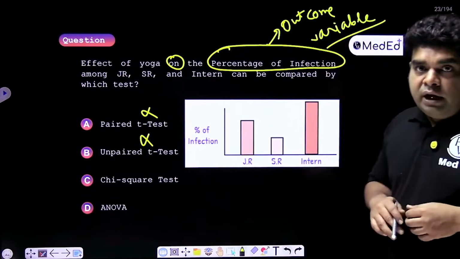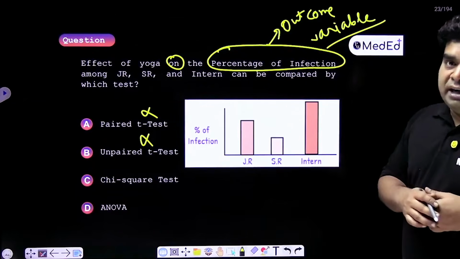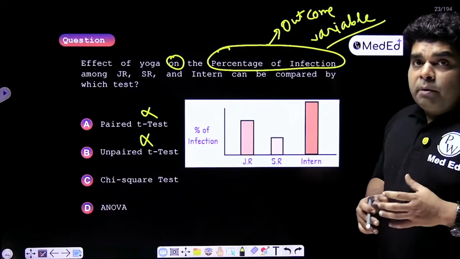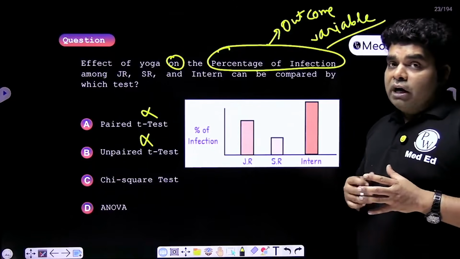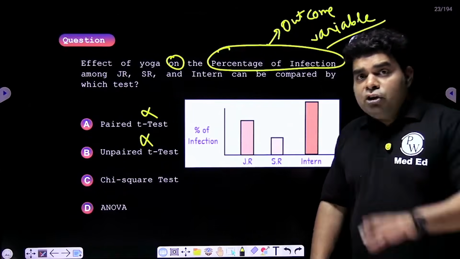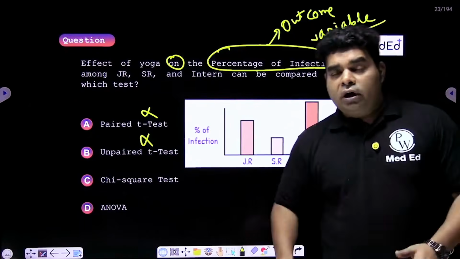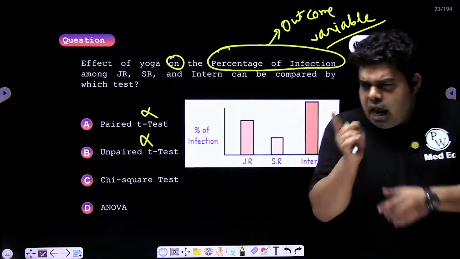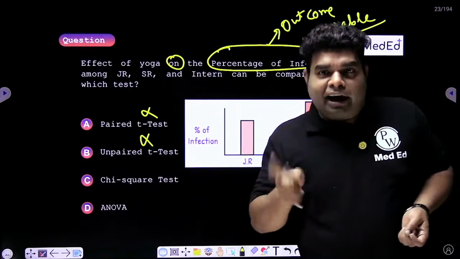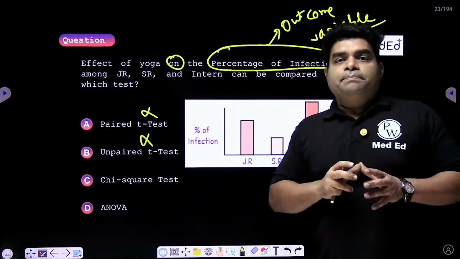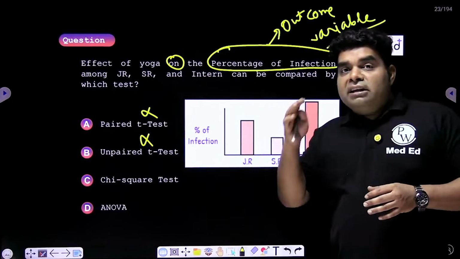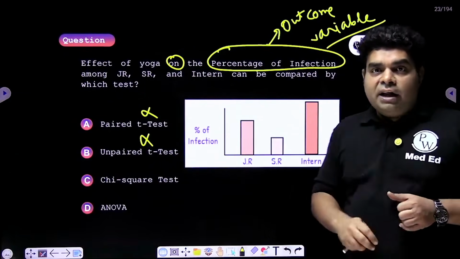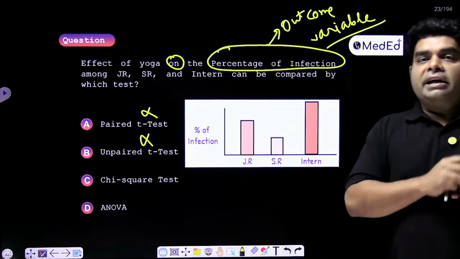Chi-square or ANOVA? It all depends which type of data is percentage of infection. So if we are talking about infection, can you measure infection? Of course not. You cannot say to the patient, hey, you are looking like 2.8 infected. You can only say that the patient has mild, moderate or severe infection. So infection is categorical data.